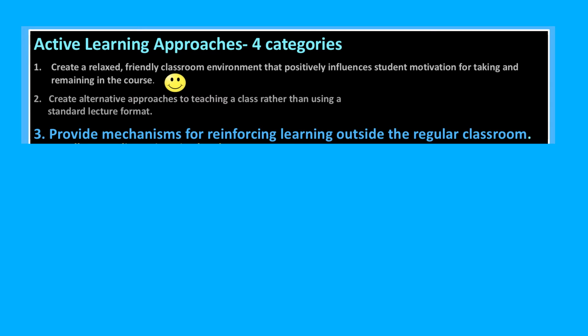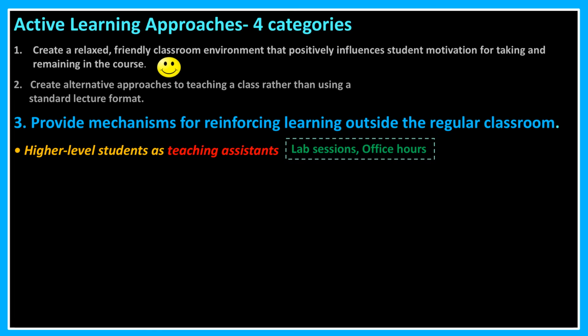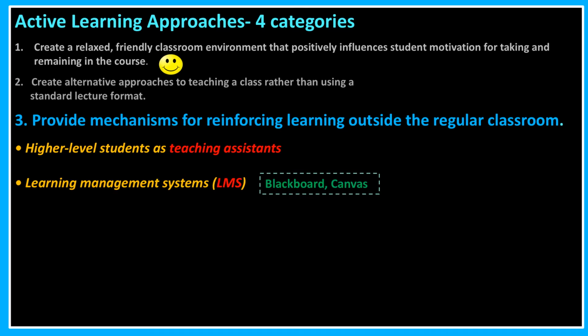Thirdly, as a third category of active learning, is to provide mechanisms for reinforcing learning outside the regular classroom. One of these is to have higher level students as teaching assistants. Very important to have lab sessions and office hours, in addition to just you as the instructor, to have teaching assistants involved. Secondly, to have learning management systems as part of your course, or LMS.